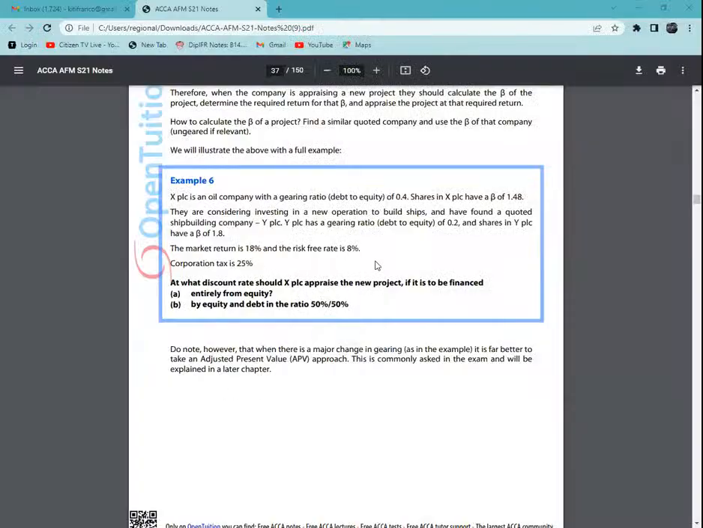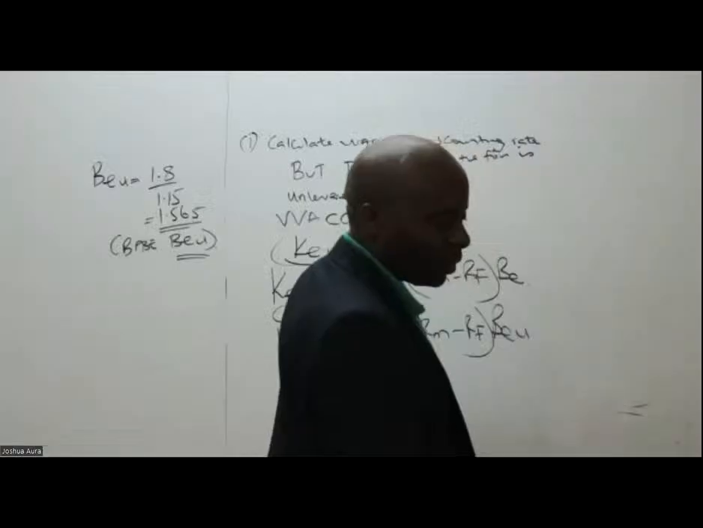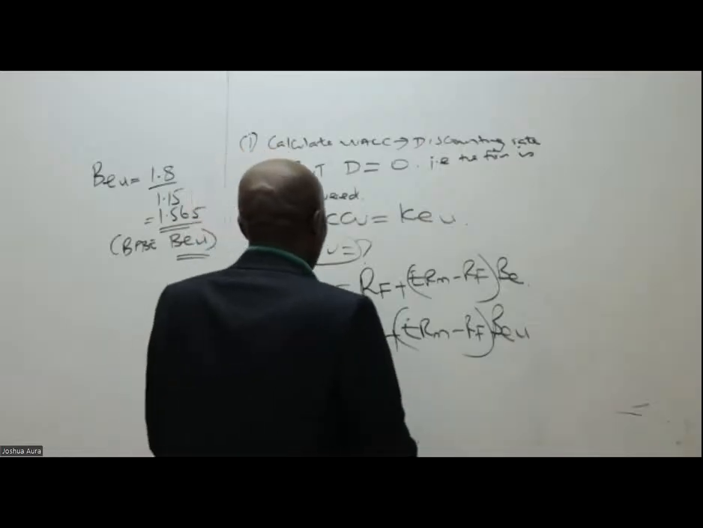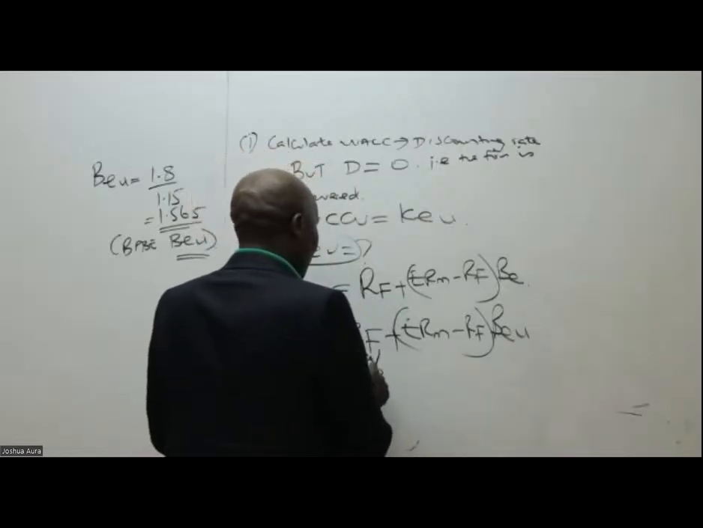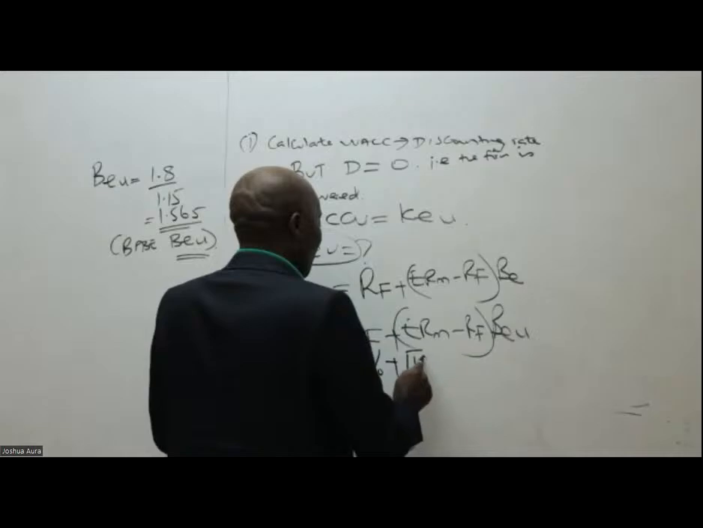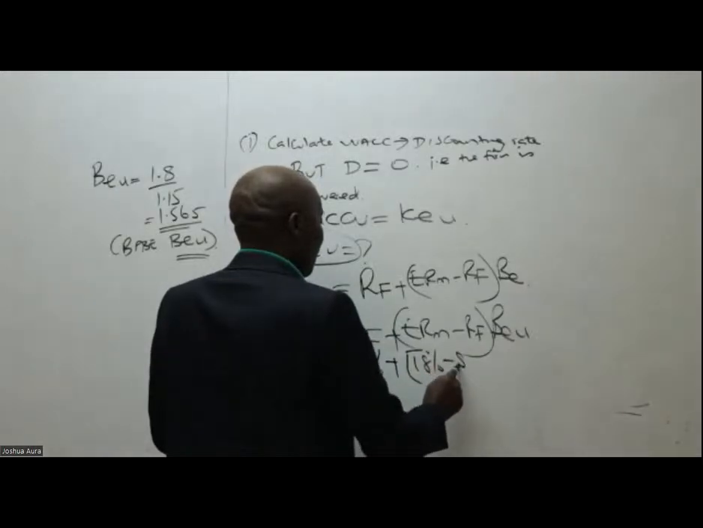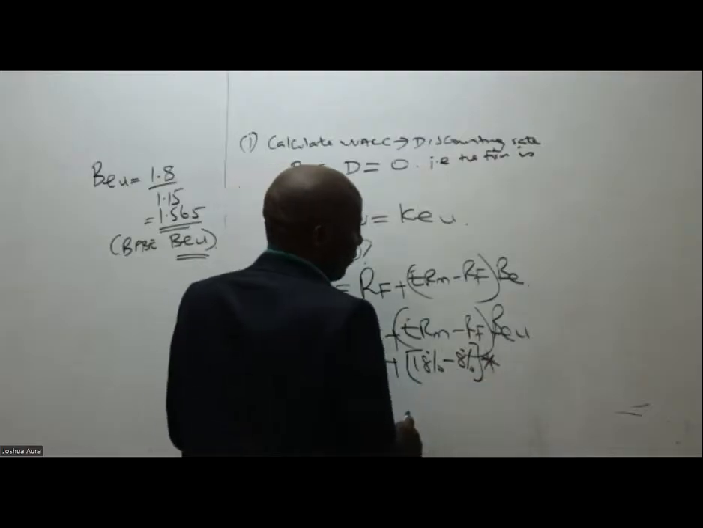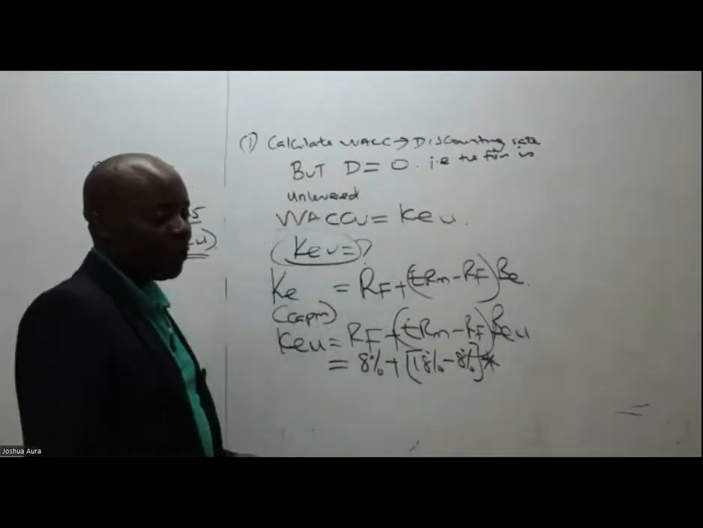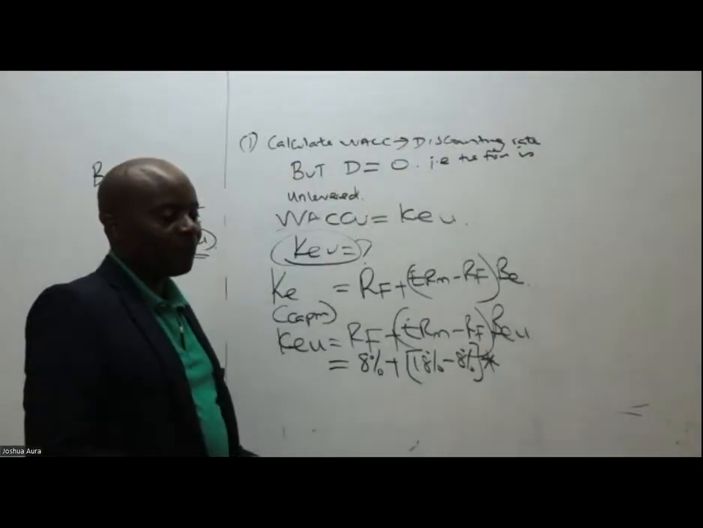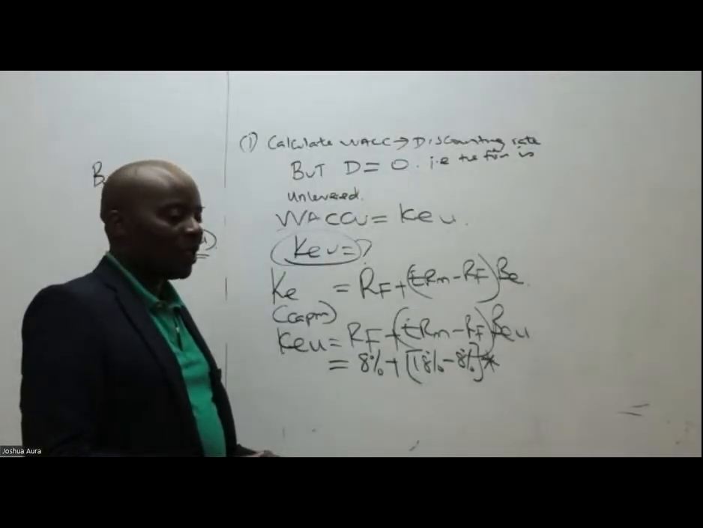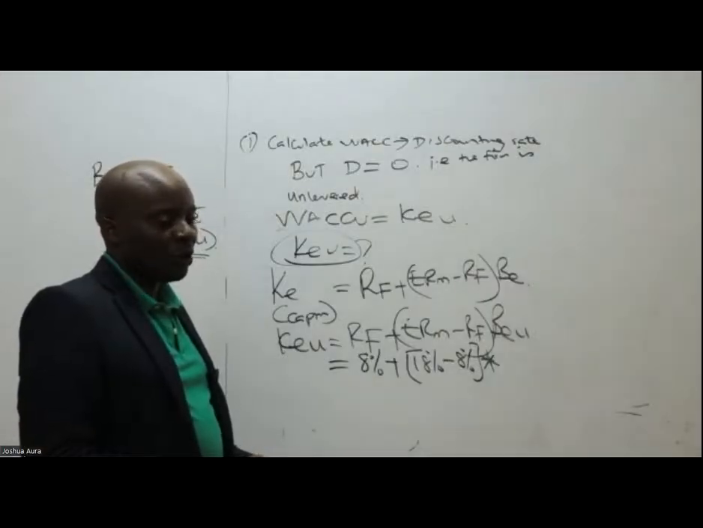Yes, it's 8% and the market return is 18%. So no worries at all. We are being told here that the risk-free rate of return is 8% plus 18%, the market return, minus 8%, multiplied by beta equity of the unlevered firm. So could you kindly give me the beta equity of the unlevered firm? Is there somebody who is able to recall that figure?